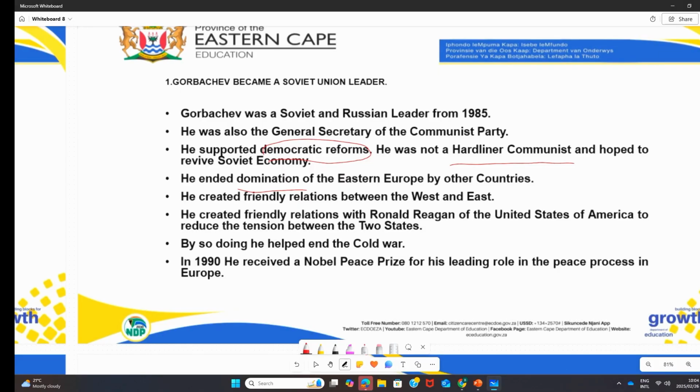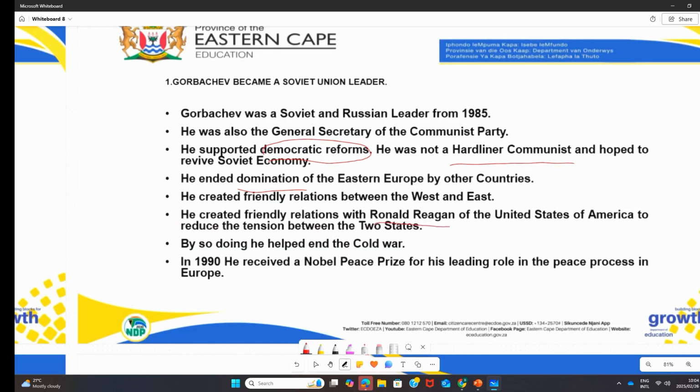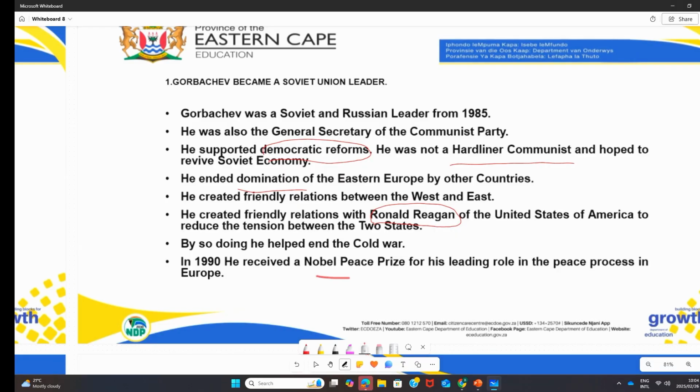Now, what he did was to create friendly relations between East and West. And he created friendly relations with Ronald Reagan, who was an American president. Why did he create friendly relations with Reagan? It is because he wanted these two countries to work together, not to be enemies because of their different political ideologies. So by so doing, he helped end the Cold War. And in 1990, he received a Nobel Peace Prize for his leading role in the peace process in Europe.